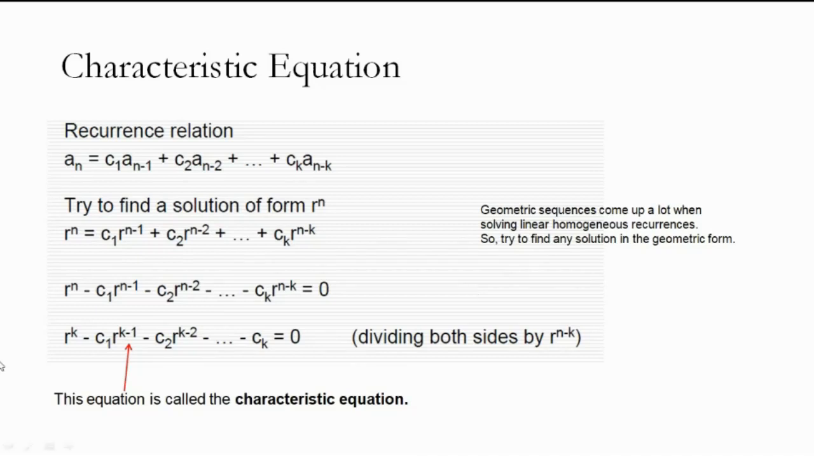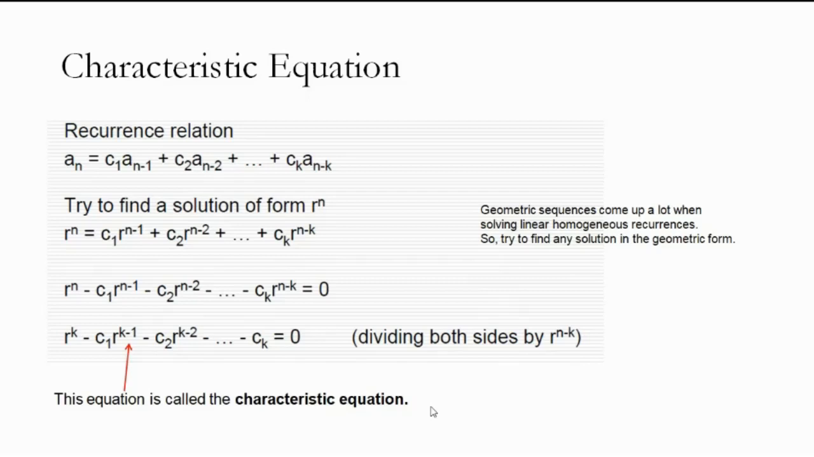Now, dividing both sides by R power n minus k, that means you divide all the terms by R power n minus k, you will get R power k minus C1 R power k minus 1 minus C2 R power k minus 2 and so on minus Ck is equal to 0. Whatever equation you get, this equation is called the characteristic equation. Please make note of this on your paper.